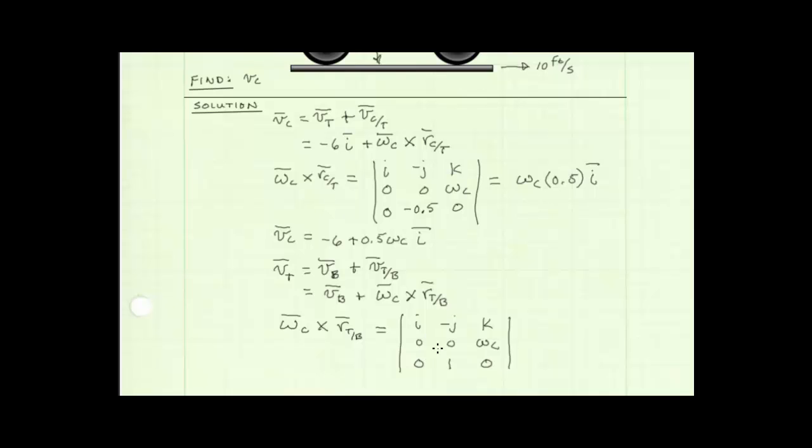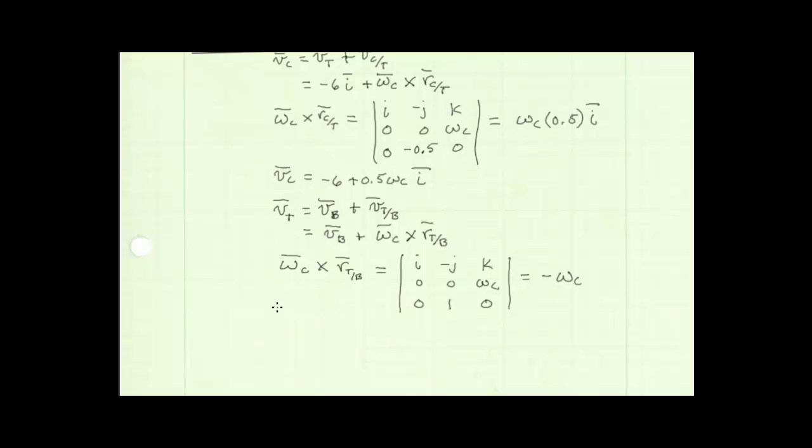J component is going to be 0. K component is going to be 0. The only component we have is the I component, which is 0 minus omega c times 1, which will give us negative omega c. However, we know what the velocity at the top is. That's minus 6 in the I direction. We know the velocity of the bottom. That's a positive 10 in the I direction.